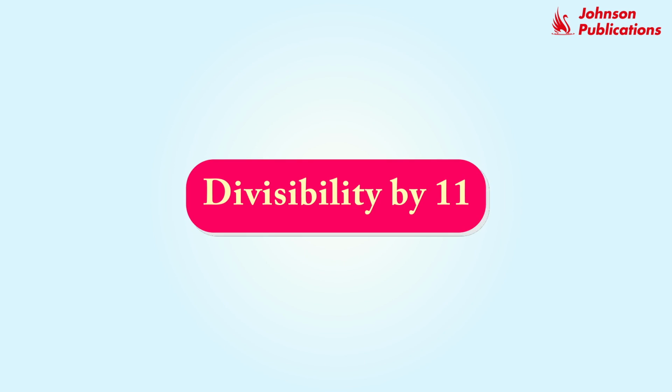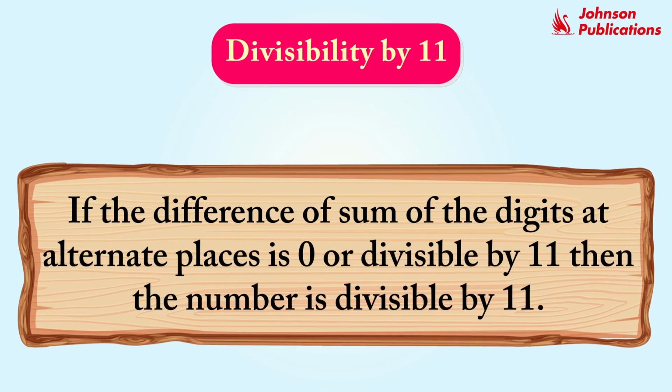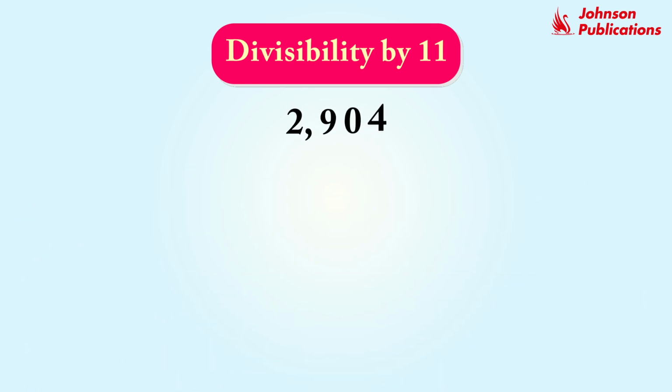Divisibility by 11. If the difference of sum of the digits at alternate places is 0 or divisible by 11, then the number is divisible by 11. For example, look at this number.